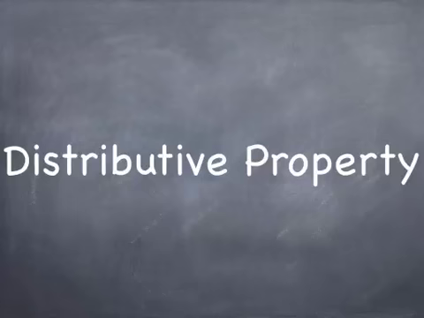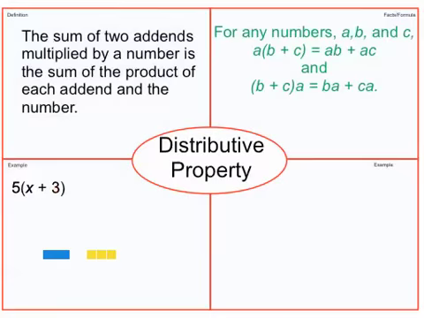This should be a pretty quick video on distributive property. Distributive property is the sum of two addends multiplied by a number is the sum of the product of each addend and the number. What does that mean in plain English?